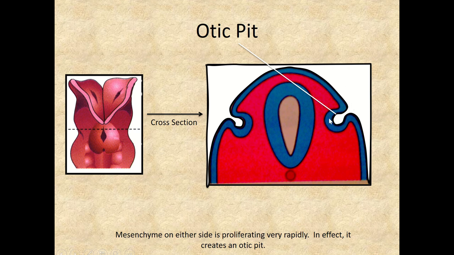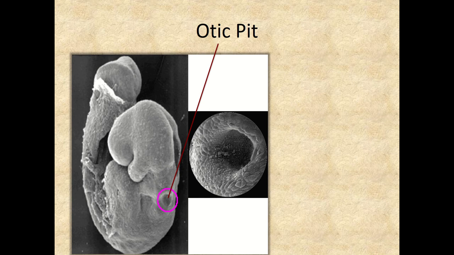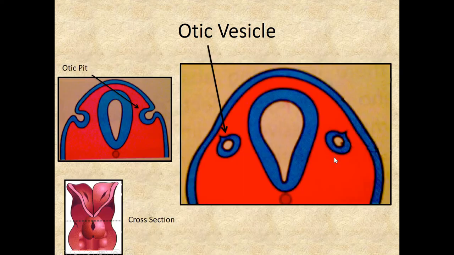And so the otic placode is going to invaginate and create an otic pit. You can see here it's still made up of surface ectoderm, but it's going to invaginate. This is what it would look like in a scanning EM here of this embryo. You can see the location and the invagination of the surface ectoderm.